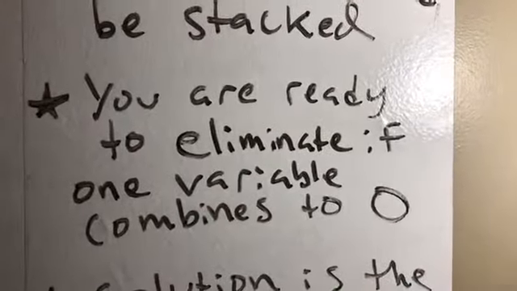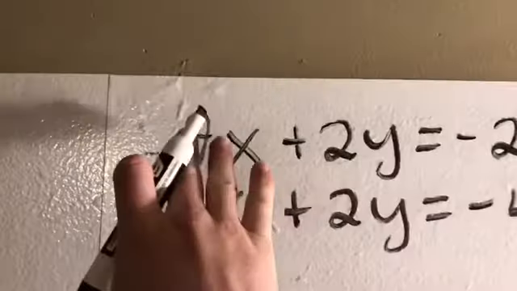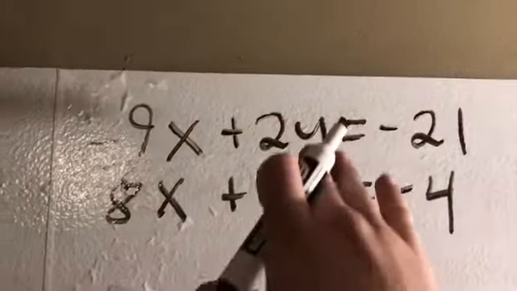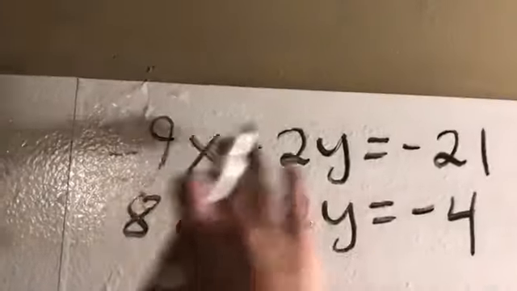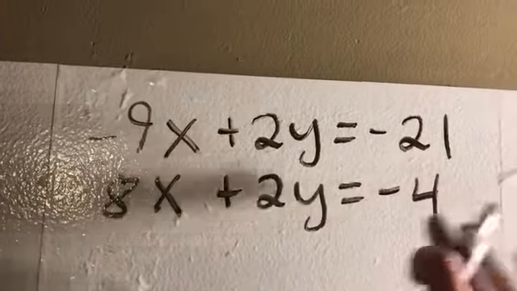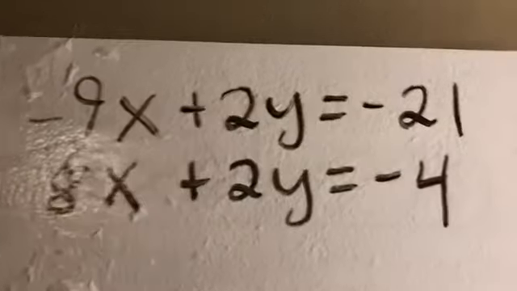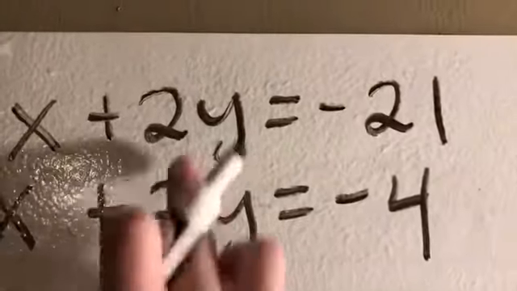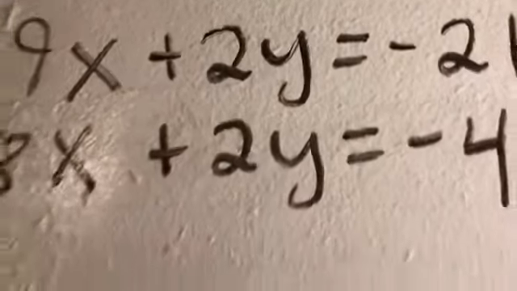Now we know we are only ready to start our elimination if one variable combines to 0. So right here, if I try to combine these equations, that's going to give us negative 1. That's going to give us 4y, so we're not ready yet. So we need to multiply one of these equations, so that way one of the variables will combine to 0. Now the y's are really close. They already have the same number, just one needs to be negative so they actually combine to 0.